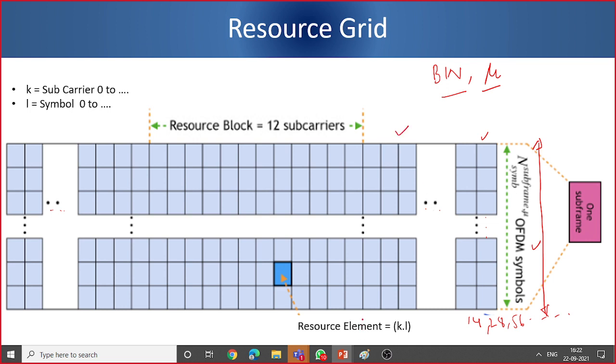And as you recall, one resource block is always 12 contiguous subcarriers, which is explained here, and a resource element is represented by K and L. K is the subcarrier number, L is the symbol number.